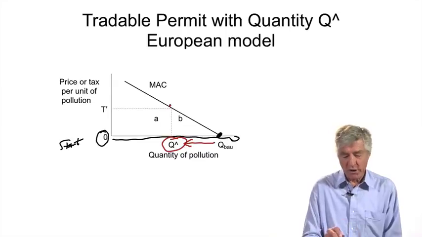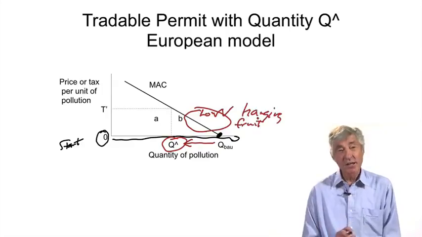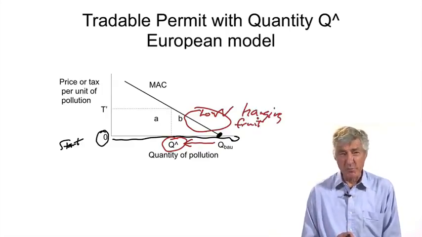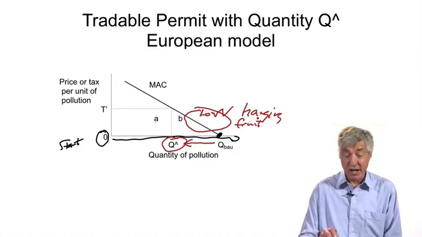Well, people who can reduce pollution at a relatively low price, these are the low-hanging fruit, will say, well, I'm not going to get a permit. They're too expensive. I'm going to reduce my pollution. I'm going to change my production method. I'm going to change the mix of products I purchase. I'm essentially going to sell permits.